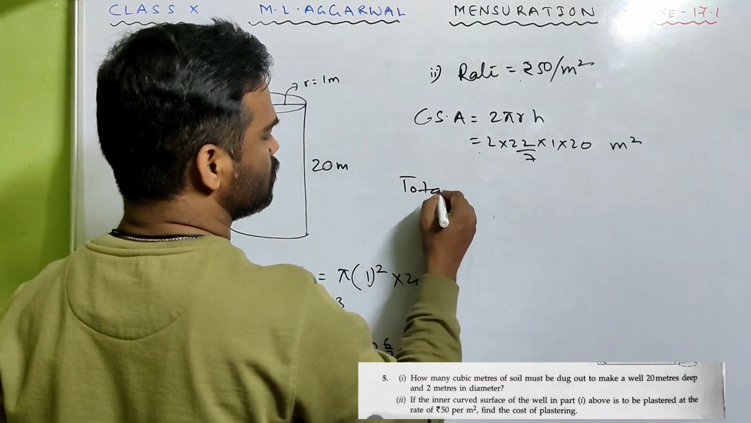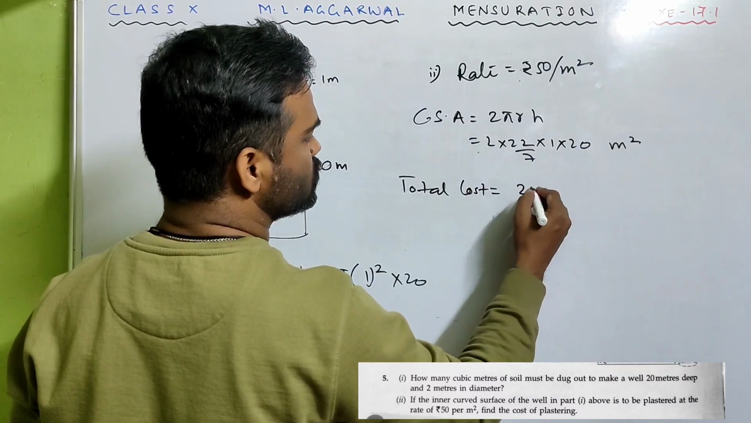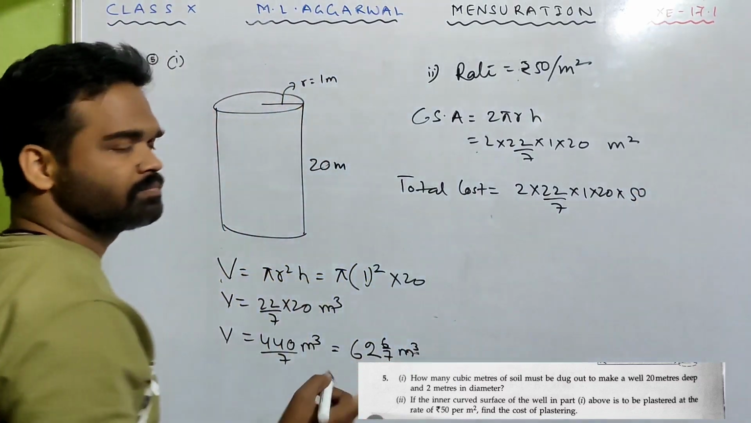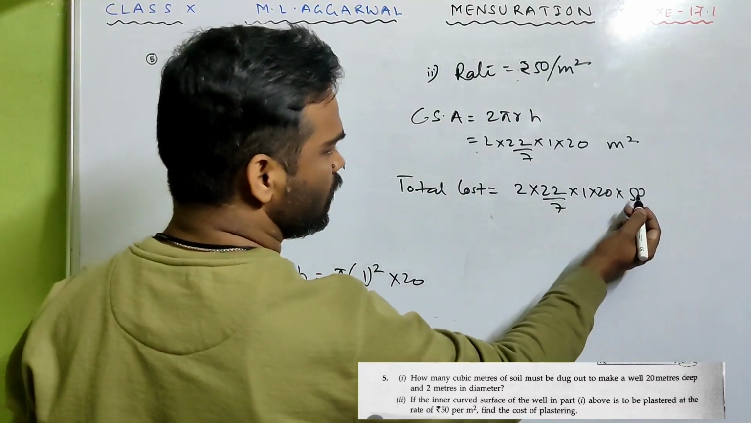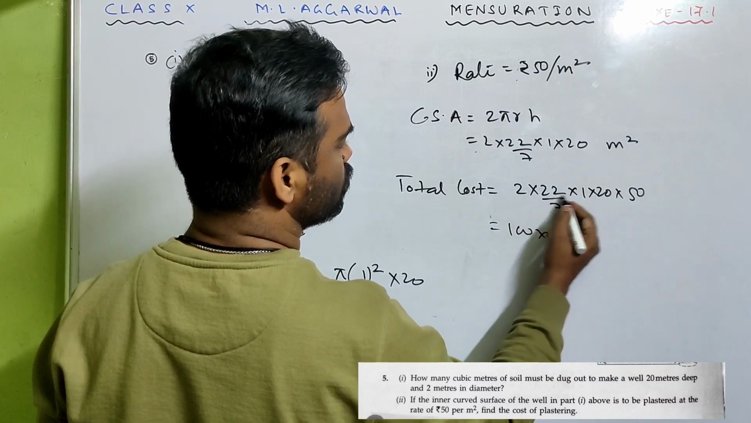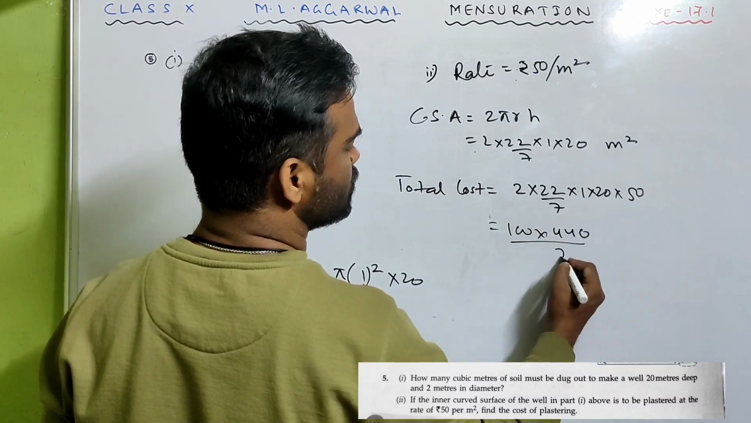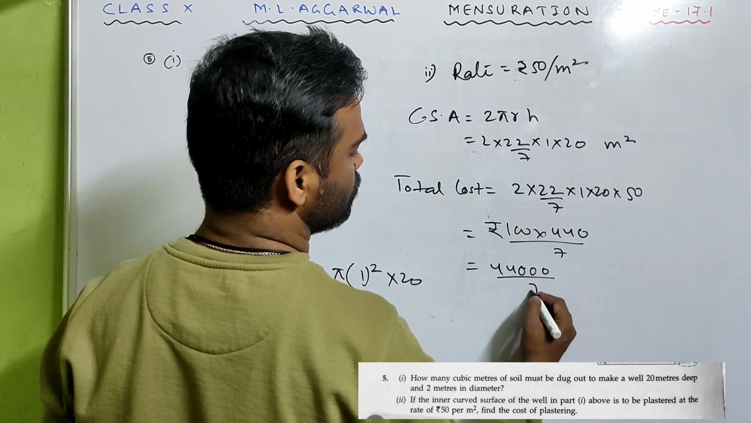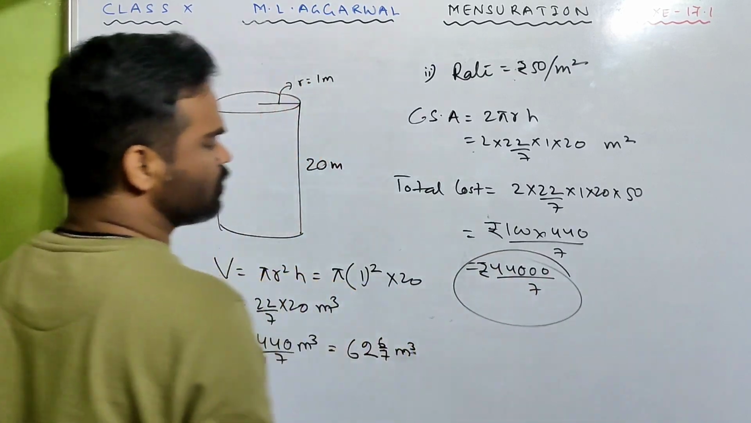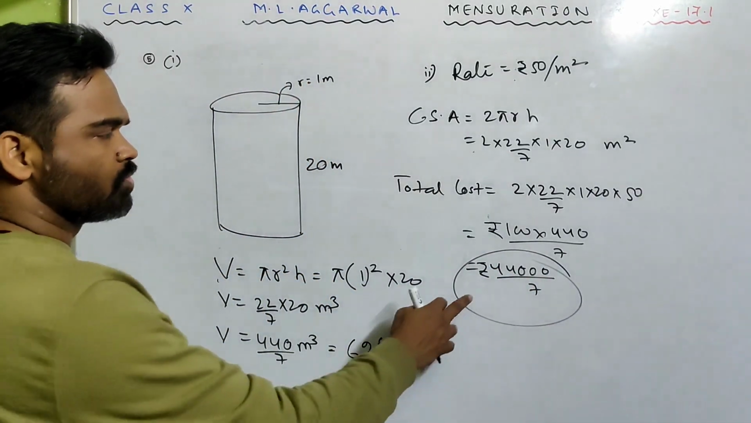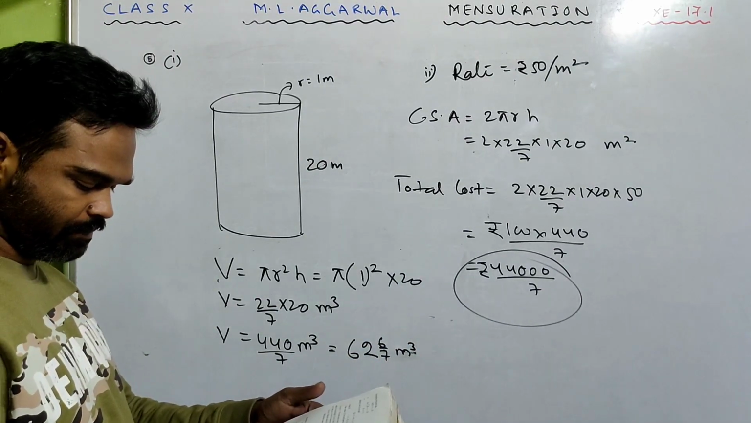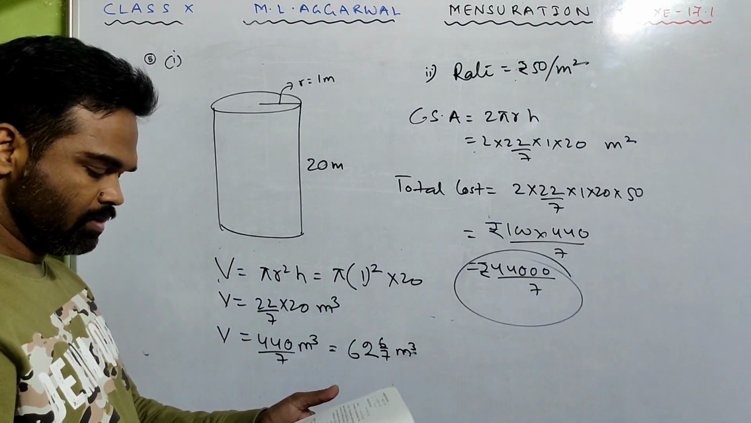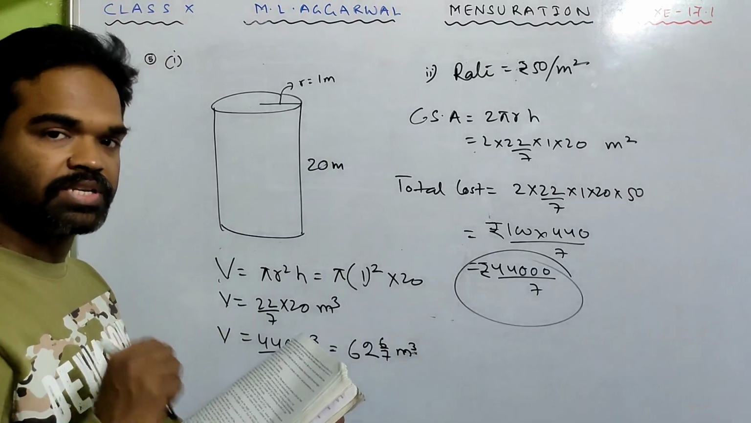The rate is given. So what will be the total cost? Total cost will be the curved surface area, which is 2 into 22 by 7 into 1 into 20 into rupees 50. Yes or no? 52 times gives you 100 and 22 into 20 is 440 by 7. This much rupees. Okay, that's 44000 by 7. Change it to decimal. Okay, this much rupees you have to spend for the cost of plastering the inner surface. Okay, chalo. We'll do the next sum, number 6 now.